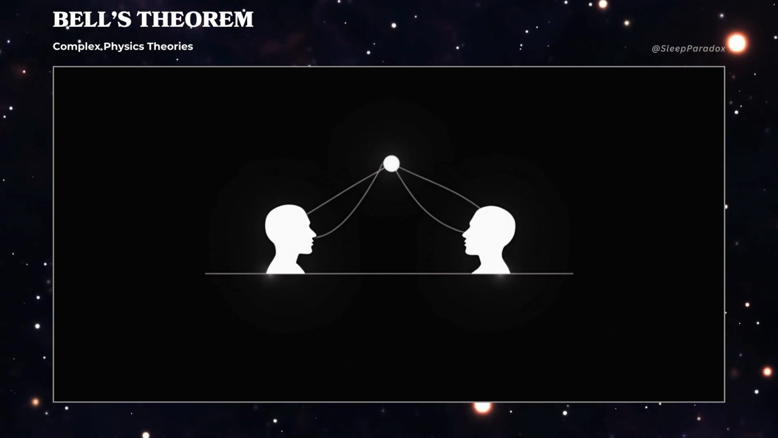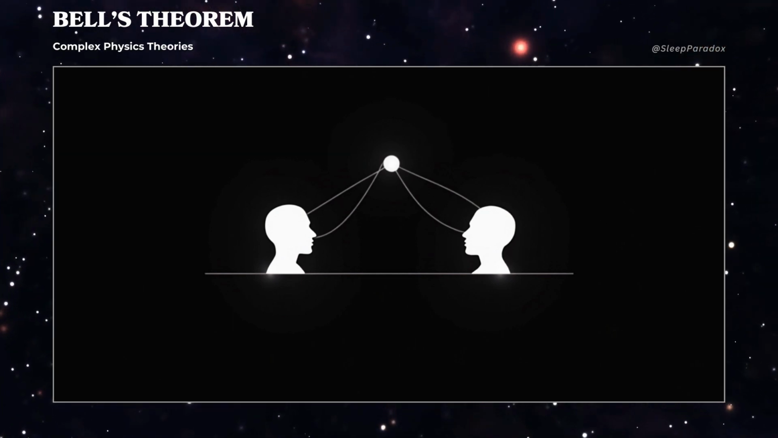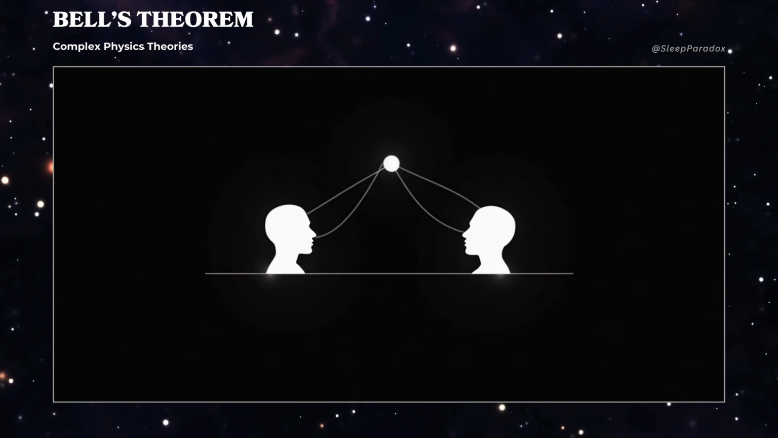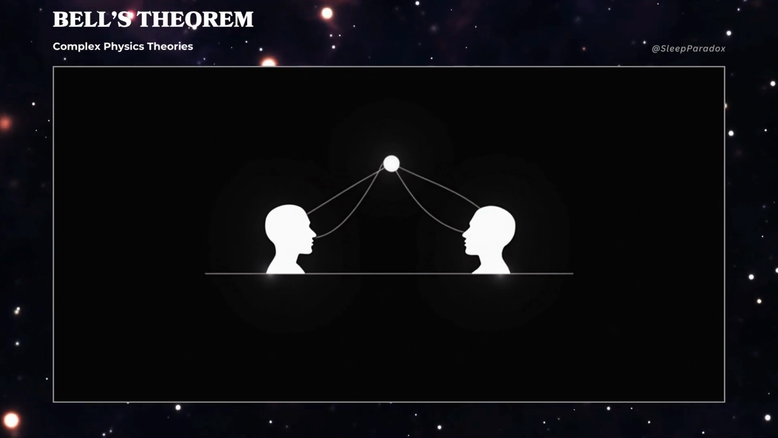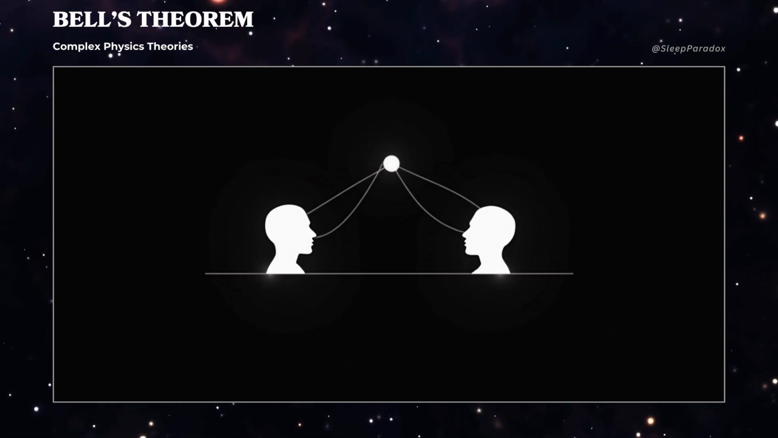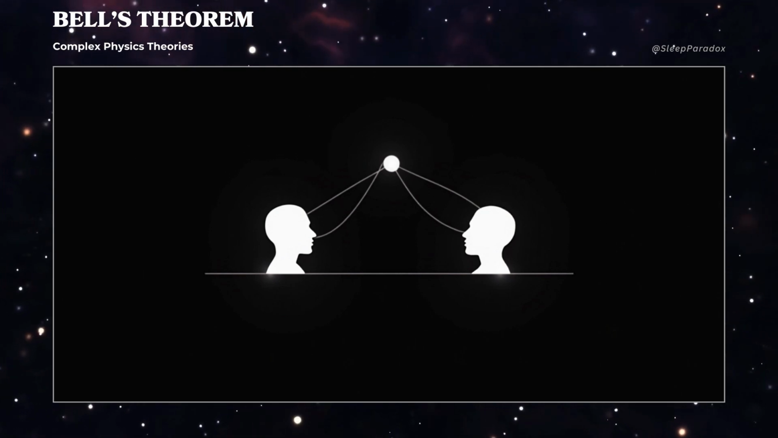They believed that either the particles had pre-existing values, that is, hidden variables, or quantum mechanics was flawed. This is where John Bell comes in. In 1964, Bell developed a mathematical argument that made the issue testable.